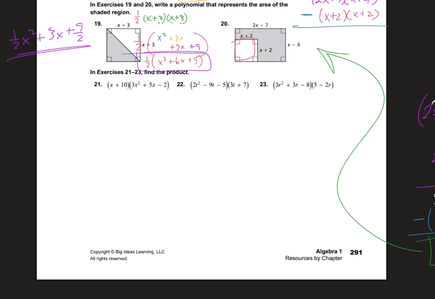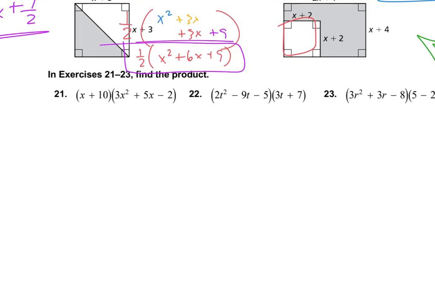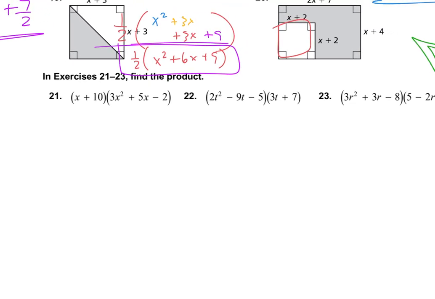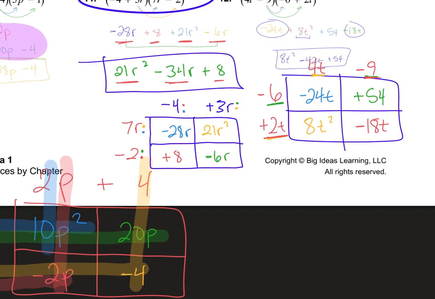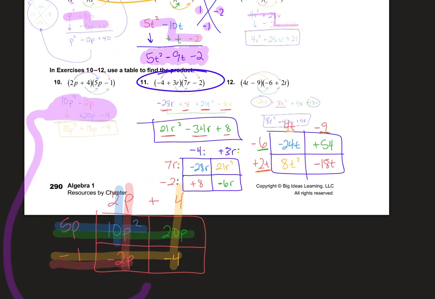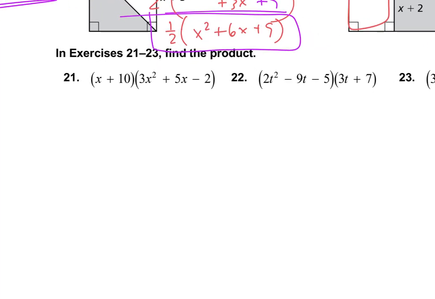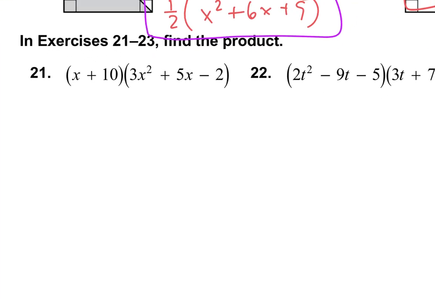Okay, cool. Now, finding the product of all these things. This is where I say, listen, FOIL's great. The box thing still works. But just distributing is how I approach these, because here's what's going to happen. You are going to do x times this guy, then this guy, then this guy. Then you're done with him. Then after that, you'll do 10 times this guy, and this guy, and this guy. And then you'll combine like terms, you'll be done.